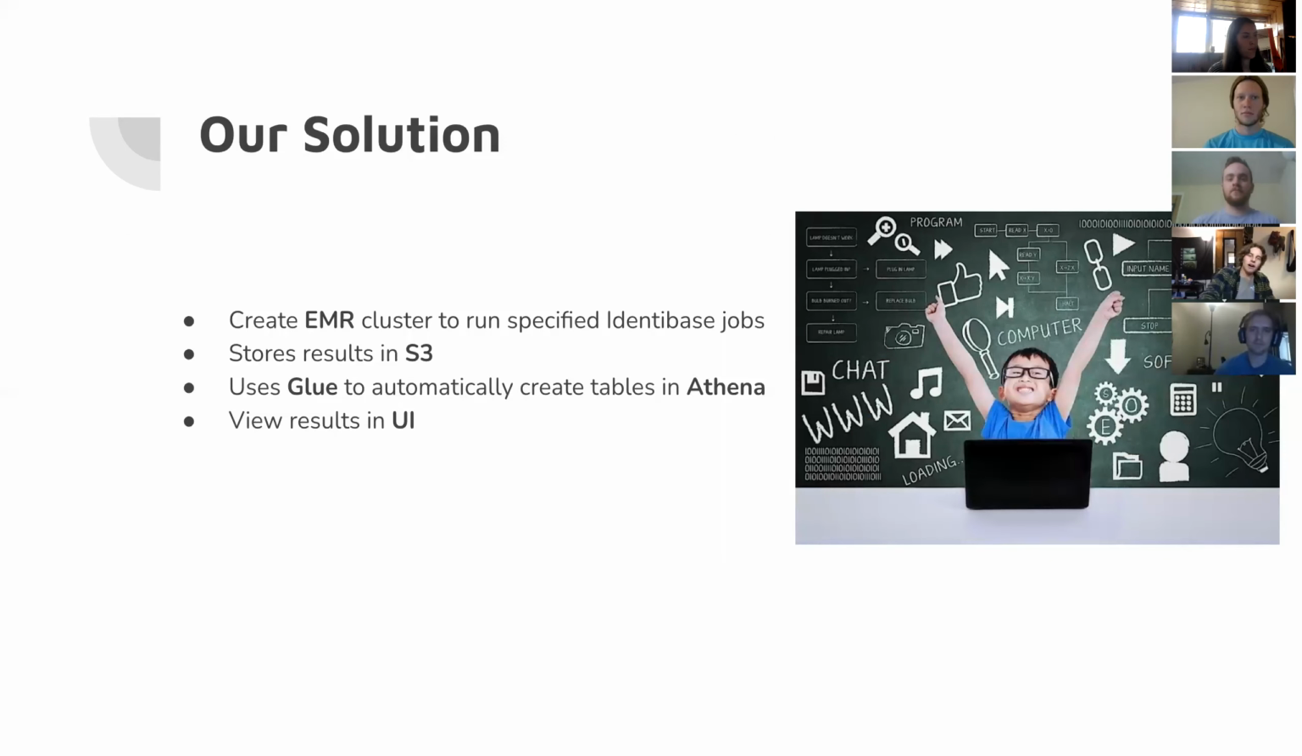Thank you, Josh. So for our solution, being that the identity-based graph is so complex and takes so long, we decided to create EMR clusters. With those EMR clusters, you're able to store your results within S3, which uses Glue to automatically create tables, which, because it's so complex, are very hard to read. So these tables are able to display onto a UI in a nicer, more readable format, making it easier for the user to understand and solve problems.